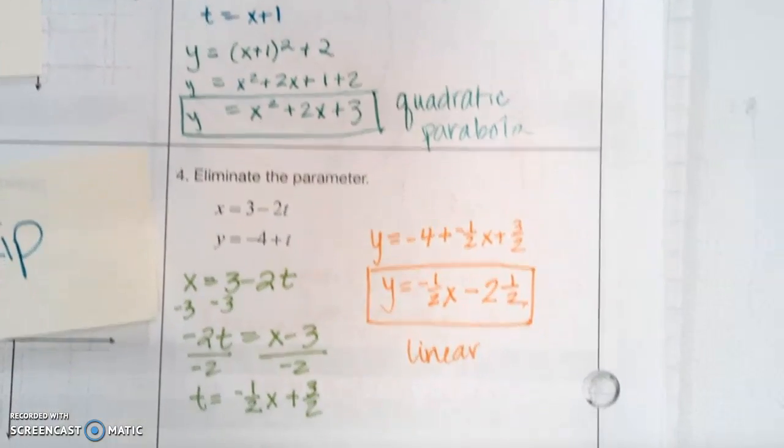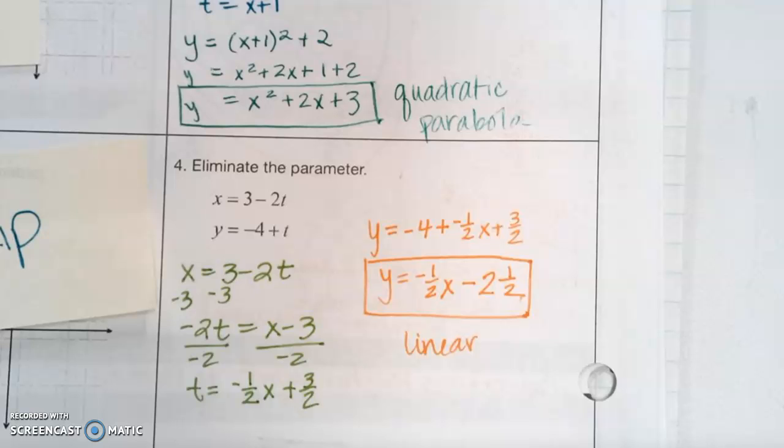Good? All right. Skip box number 3, jump over to box number 4. Same directions, essentially the same question as number 2. So you're going to take the first equation, x equals 3 minus 2t. This one has 2 steps: we subtract 3 from both sides, then divide both sides by 2. That gets us t equals negative 1/2 x plus 3 halves. Then we substitute that into the other equation.